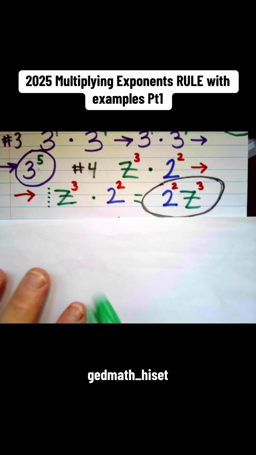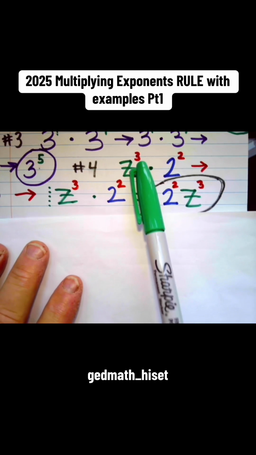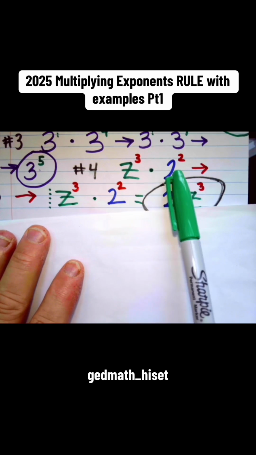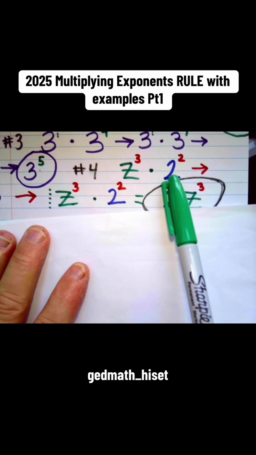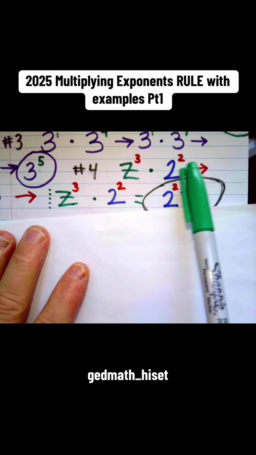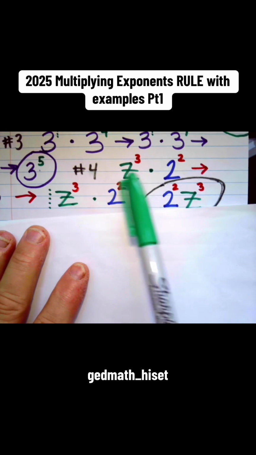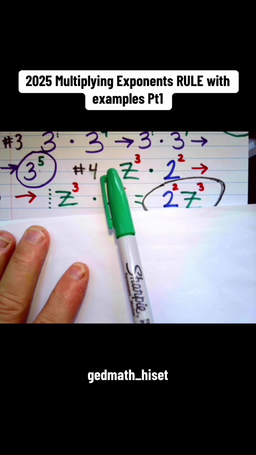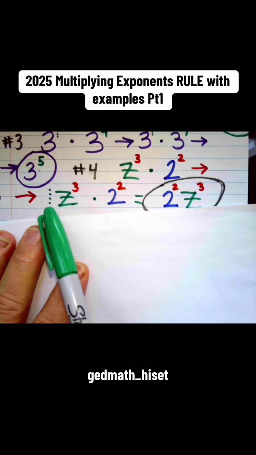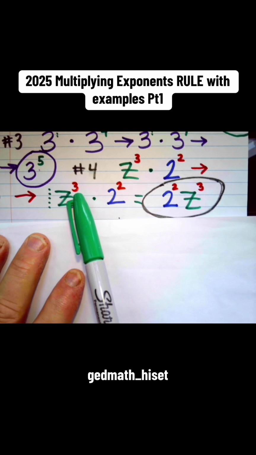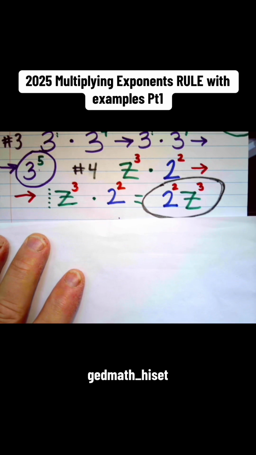So here we go, number 4. We have z to the 3rd power times 2 to the 2nd power. Now you're thinking, how am I going to multiply a letter with a number? That's crazy. Well, not if you show that invisible 1, right? When you multiply or divide with exponents, the terms or the bases don't have to be the same. What's in front of that z? There's an invisible 1. That's 1z. So show your invisible 1 in front of that z to the 3rd power.